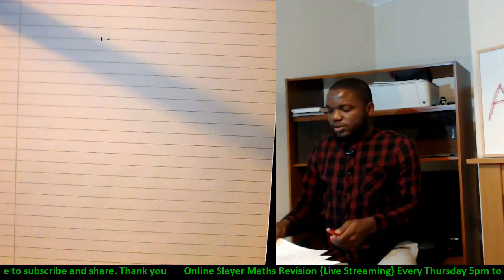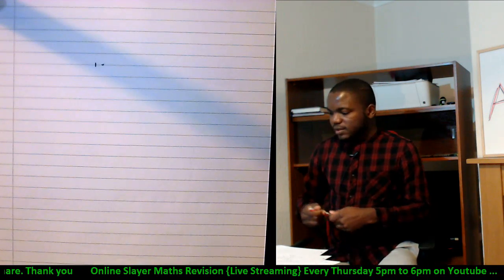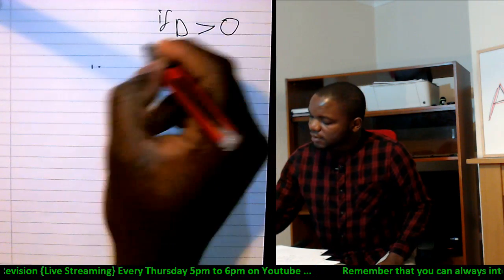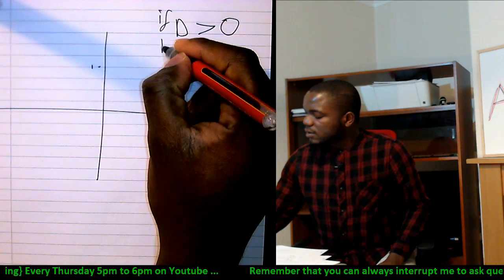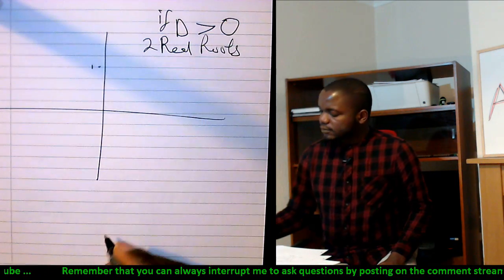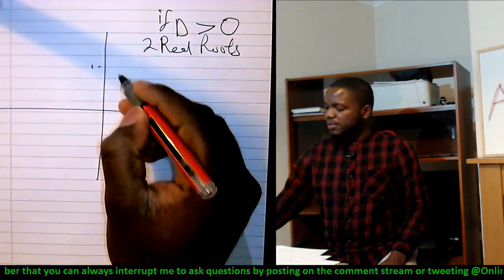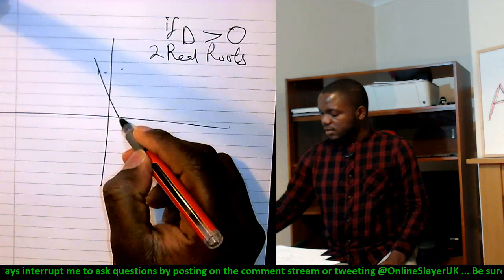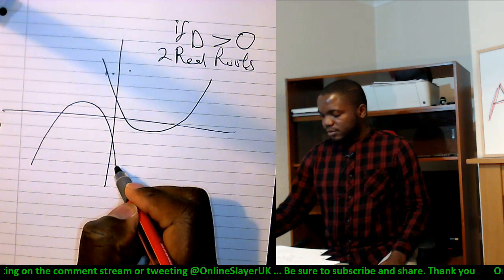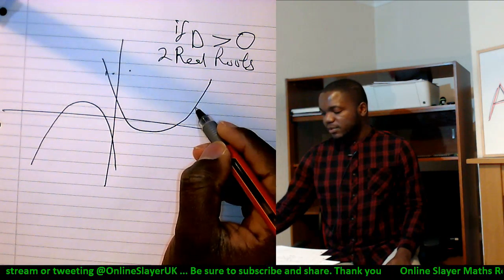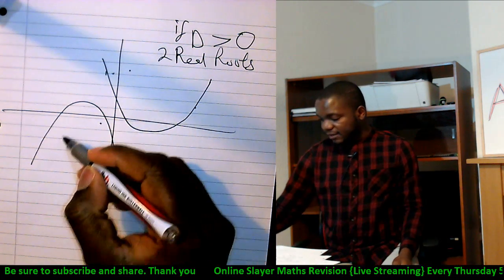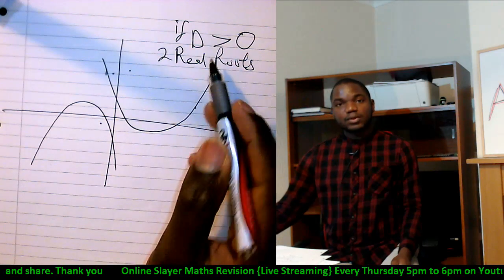Now, when you know what your D is, we can say that if D is positive, then we have two real roots. And this would cross the x-axis any way possible. It's either when a is positive or when a is negative, but it's going to cross the x-axis. It could be like this. It could be like this. It will cross the x-axis.